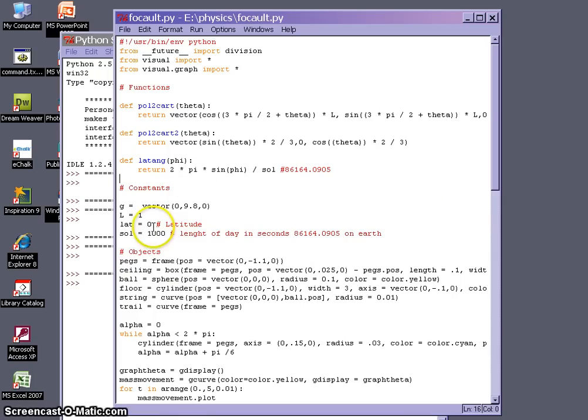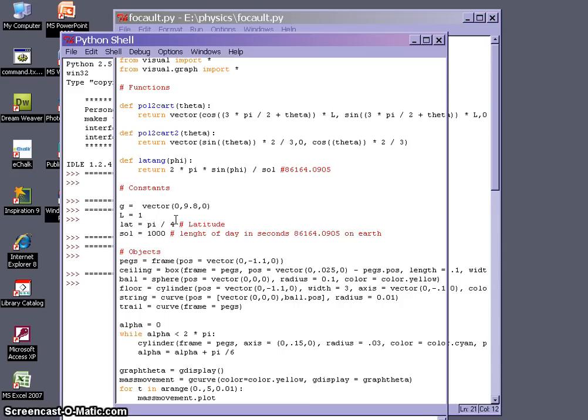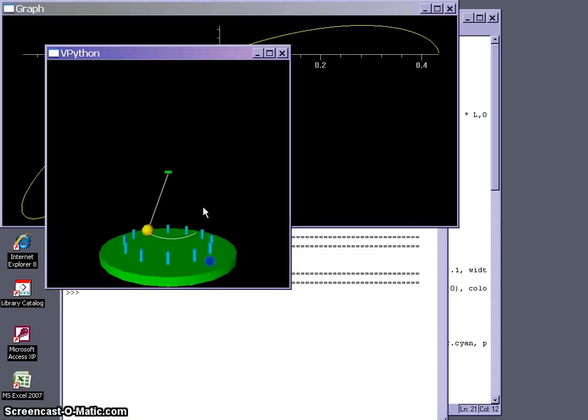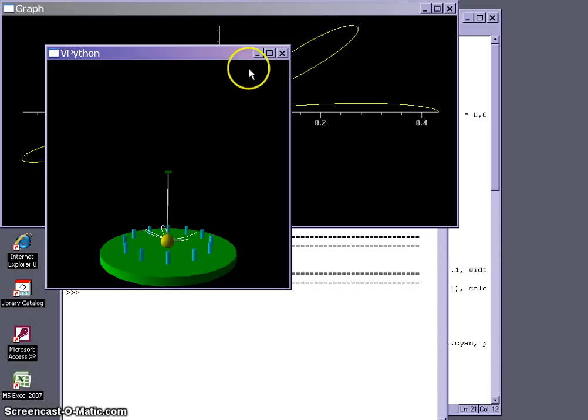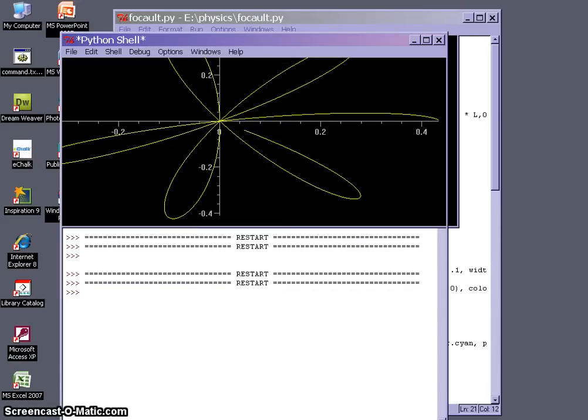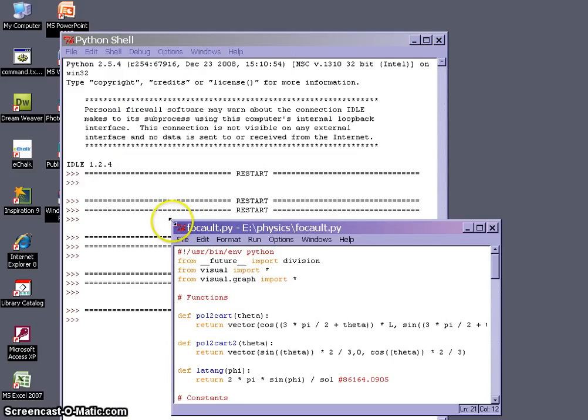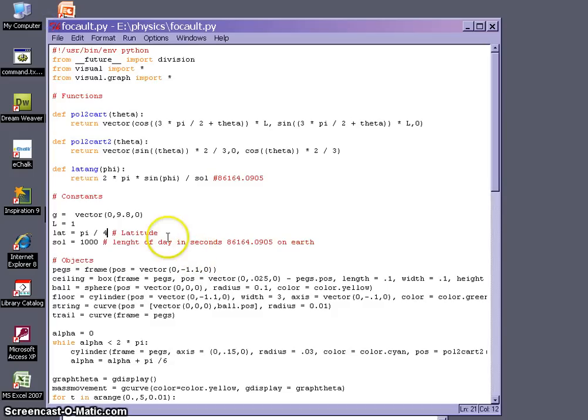If we were to put it anywhere in between, we just see similar effects. Just somewhere in between no effects and the full effects that we see at 90 degrees. Sorry about that. Pi over 2.